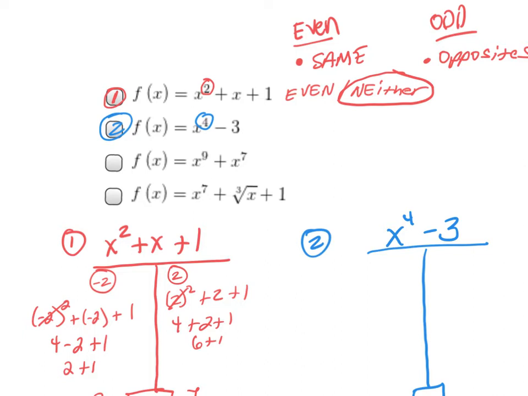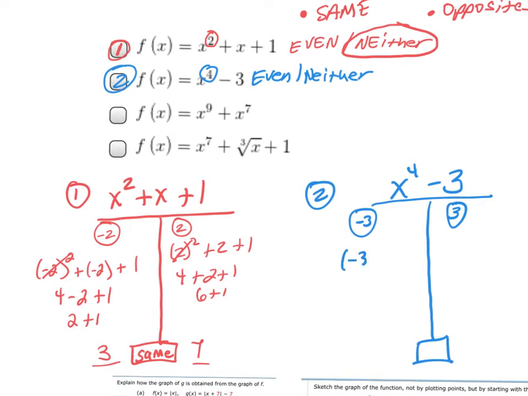What's the highest exponent you see? 4. That's an even number. So this can either be even or what? Neither. So let's plug in negative 3 and positive 3 this time. You want to keep it at 2, negative 2? Do that. I'm just changing it up a little bit.